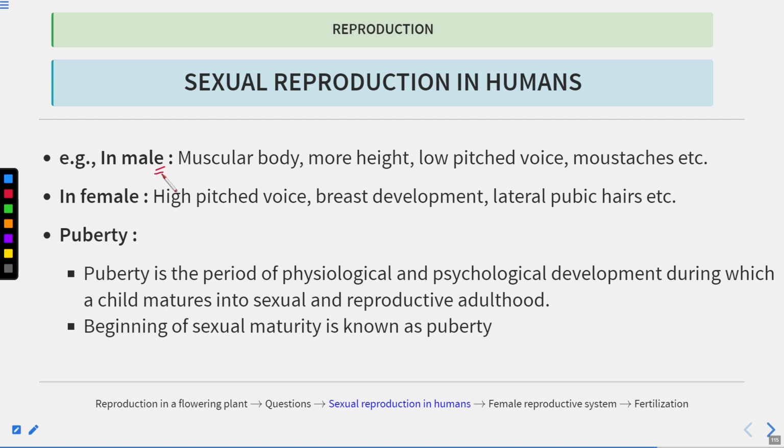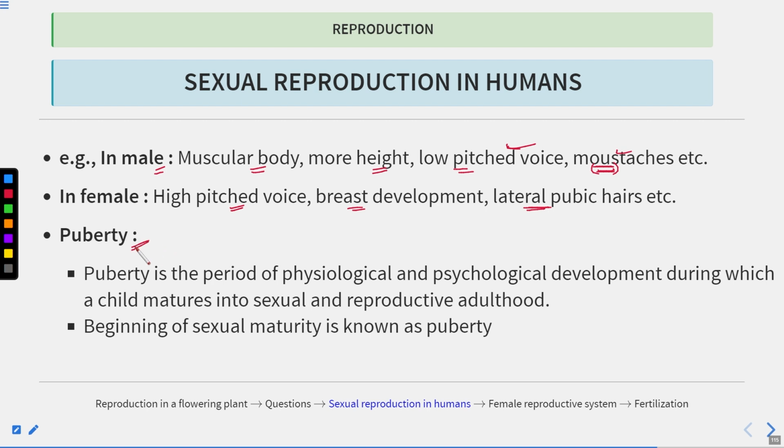If we talk about the male, it is the muscular body, more height, low pitched voice, and the mustache. So you can differentiate. These features will be present in the males. And if we talk about the females, females have a high pitched voice, they have breast development and lateral pubic hairs also. The secondary pubic hairs are present in males also. So these are the secondary sexual characteristics that help us to differentiate between the males and the females.